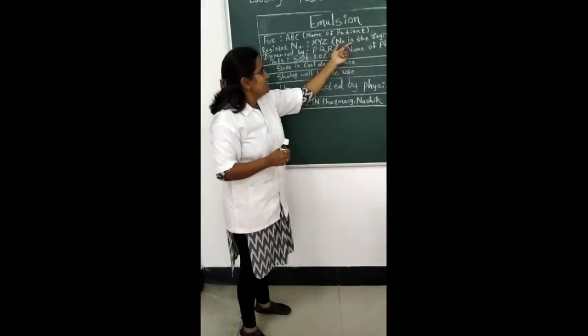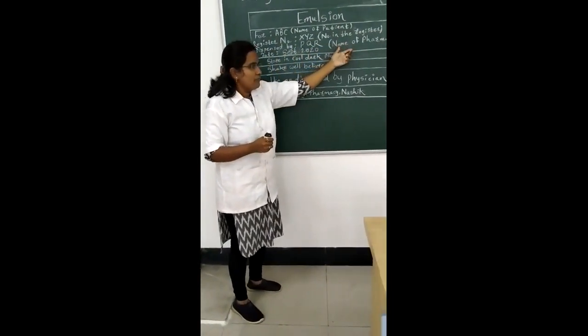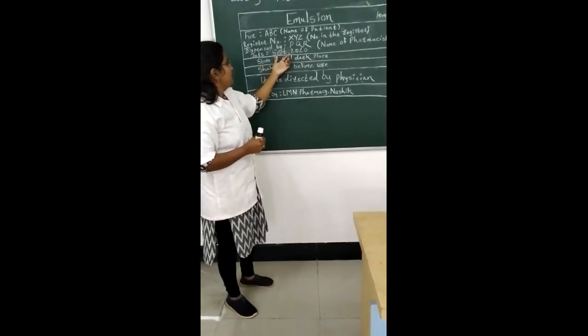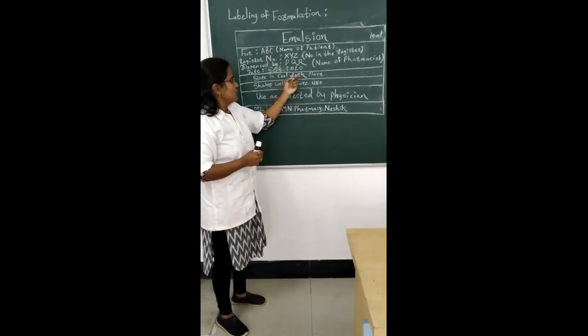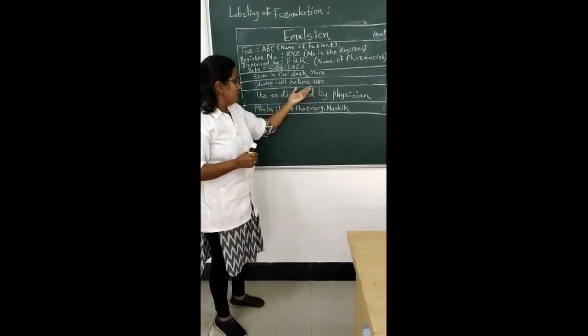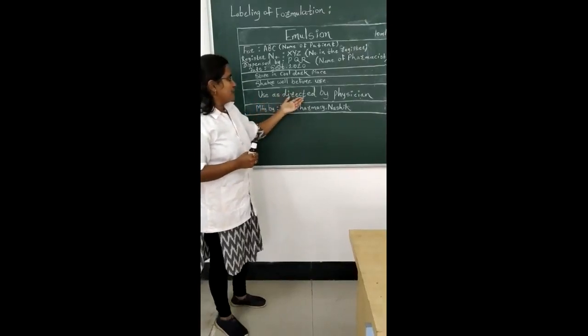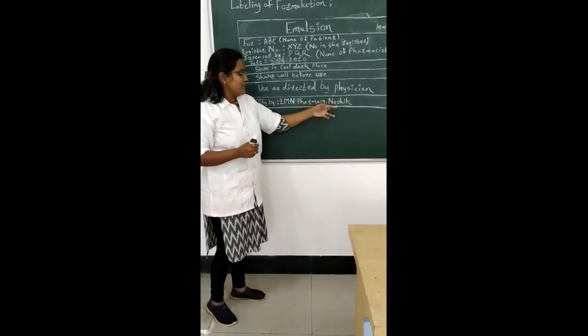Register number XYZ, that is the number given in the register, dispensed by PQR, meaning name of pharmacist, date, manufacturing date September 2020, storage condition: store in a cool and dark place, one more direction: shake well before use, and use as directed by physician. Manufactured by Element Pharmacy, Nasik.